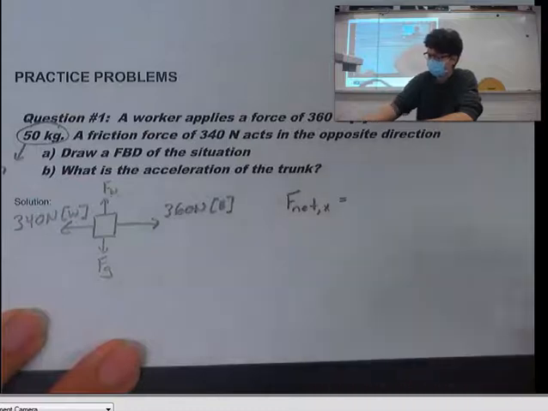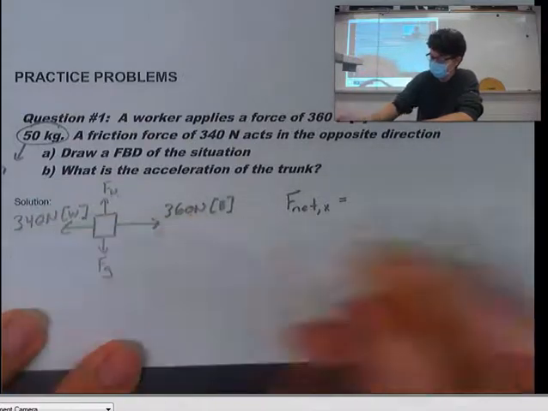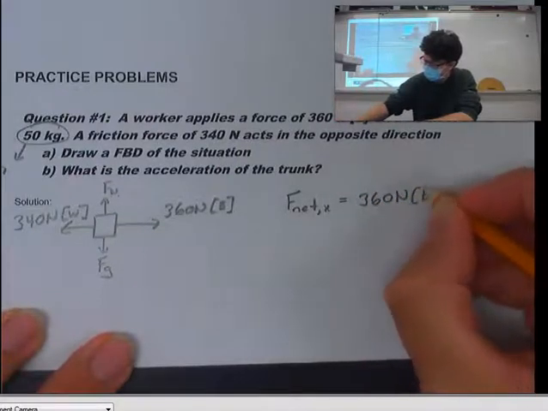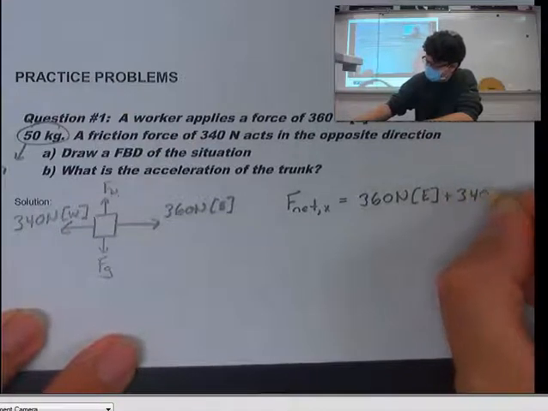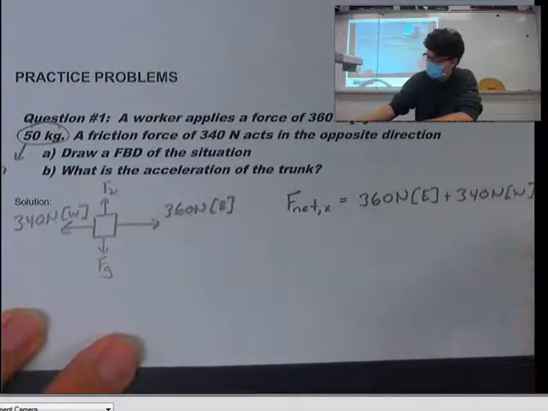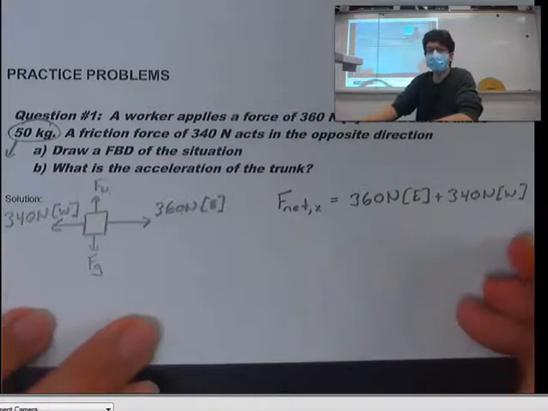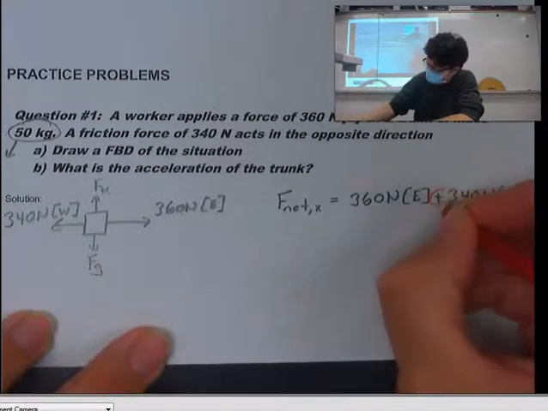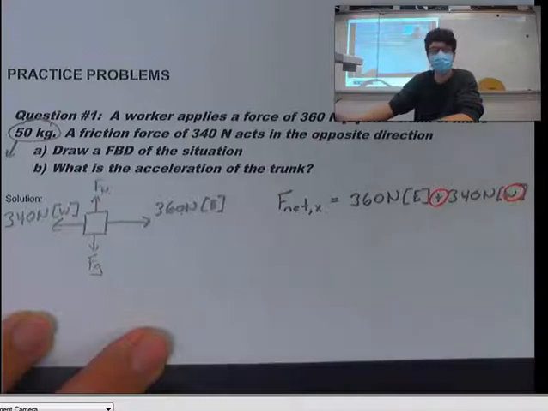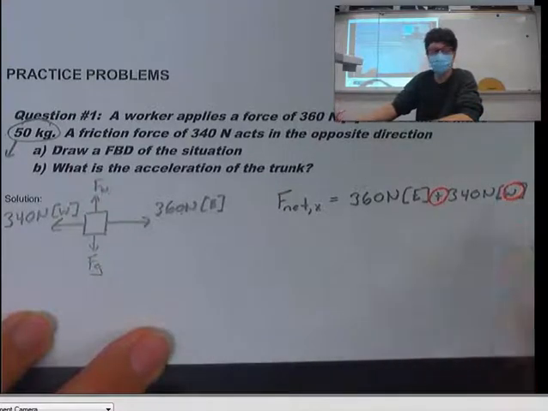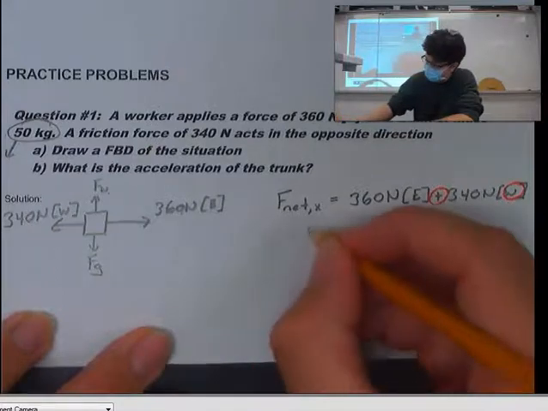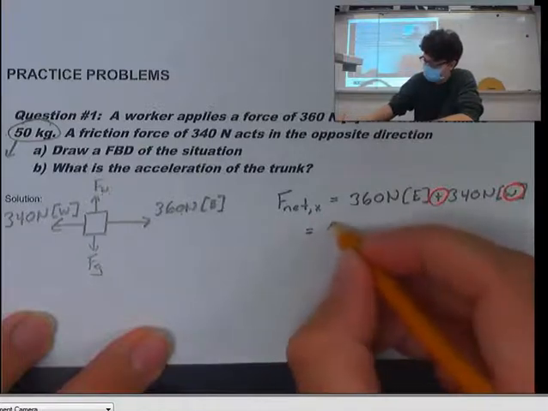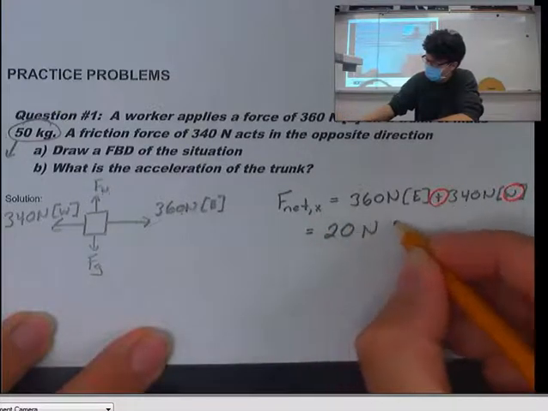Alright, so we're going to add these two forces together then. We have 360 newtons east plus 340 newtons west. Alright, but I can't just simply add them because their directions are different. So I need to change those two things there. I'm going to change positive to negative and west to east. So that would be 360 newtons minus 340, which gives me 20 east.